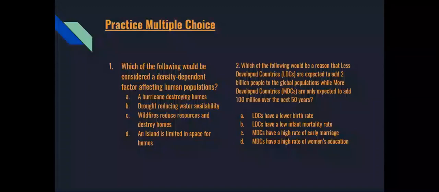Now, a couple multiple choice practice problems. Which of the following would be considered a density dependent factor affecting human populations? And then for question 2, which of the following would be a reason that less developed countries are expected to add 2 billion people to the global populations, while more developed countries are only expected to add 100 million over the next 50 years? Hope you guys were able to get that.